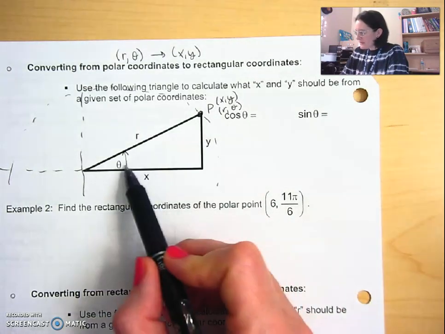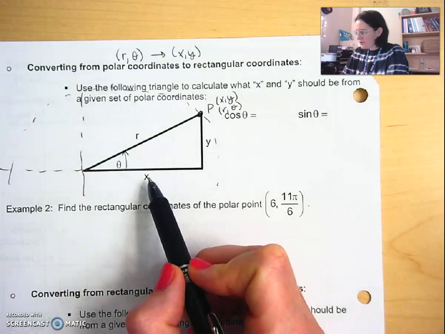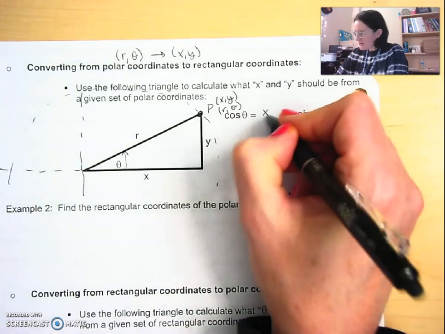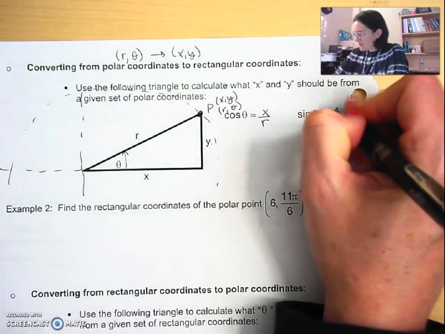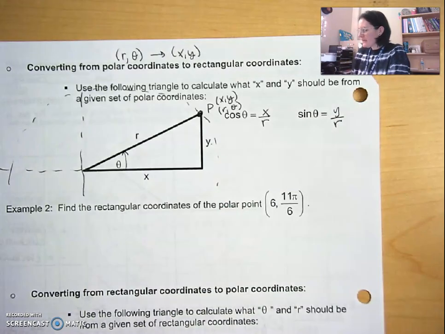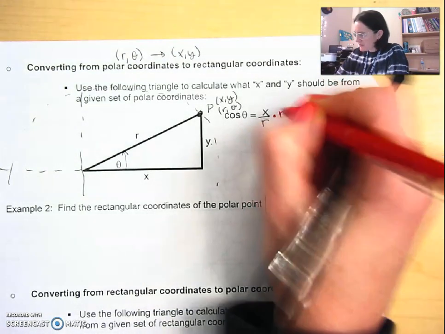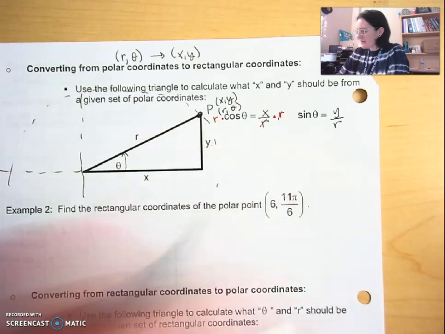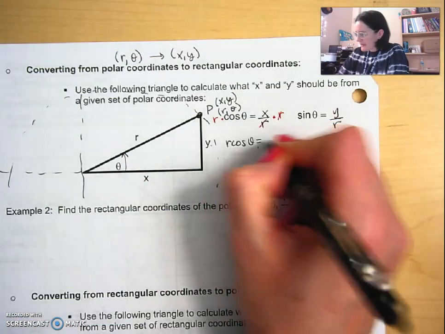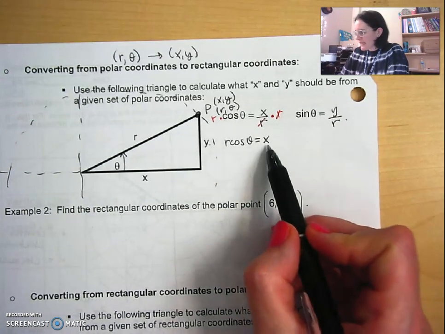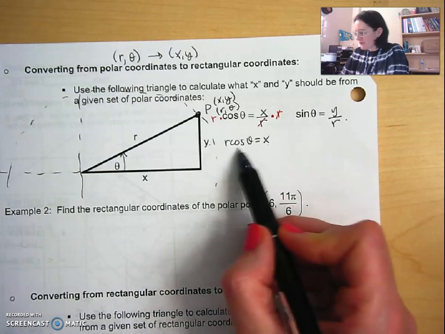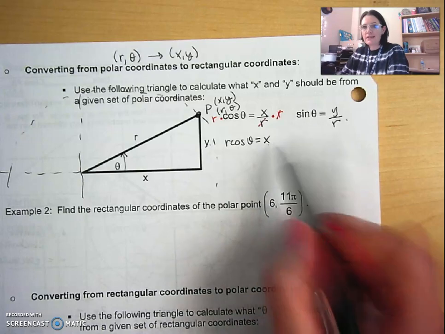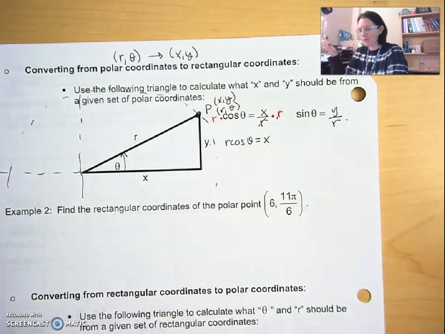So cosine of theta is going to be adjacent over hypotenuse, so that's x over r, and sine of theta is going to be opposite over hypotenuse, which is y over r. Now, if we were to solve both sides and get rid of that r in the denominator, I would multiply both sides by r, and that's going to give me r cosine theta equals x. The benefit of this form is that I have x solved for in terms of r and theta. So everything on the left is the polar information and everything on the right is the rectangular. That's going to allow me to convert between forms.